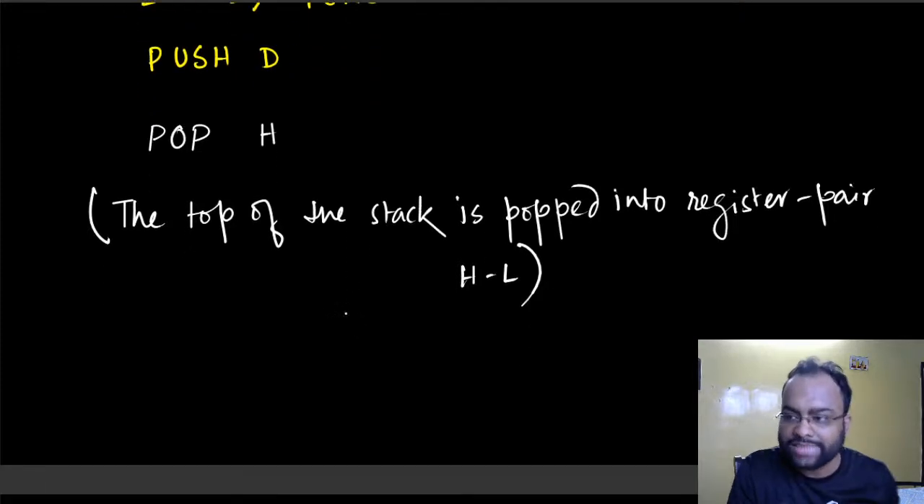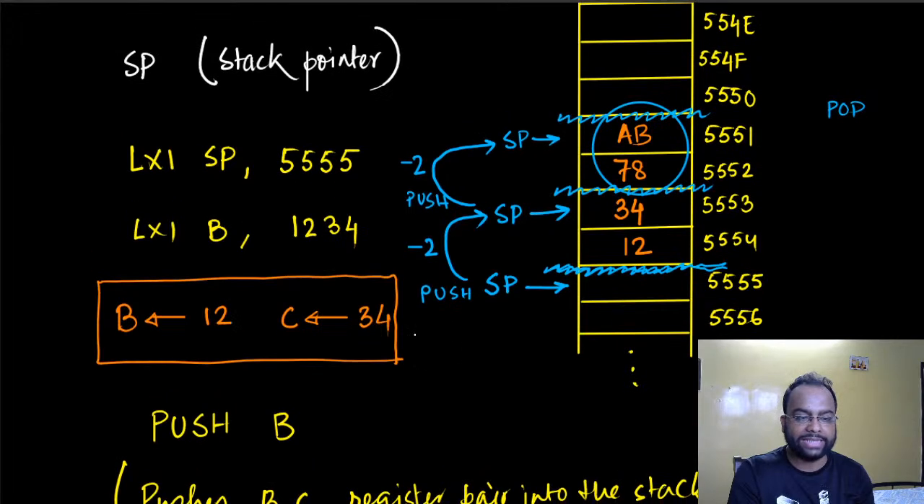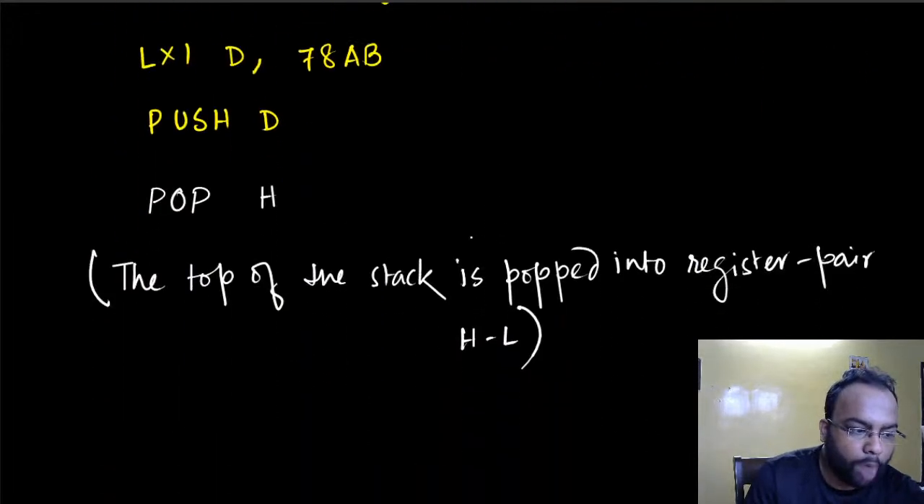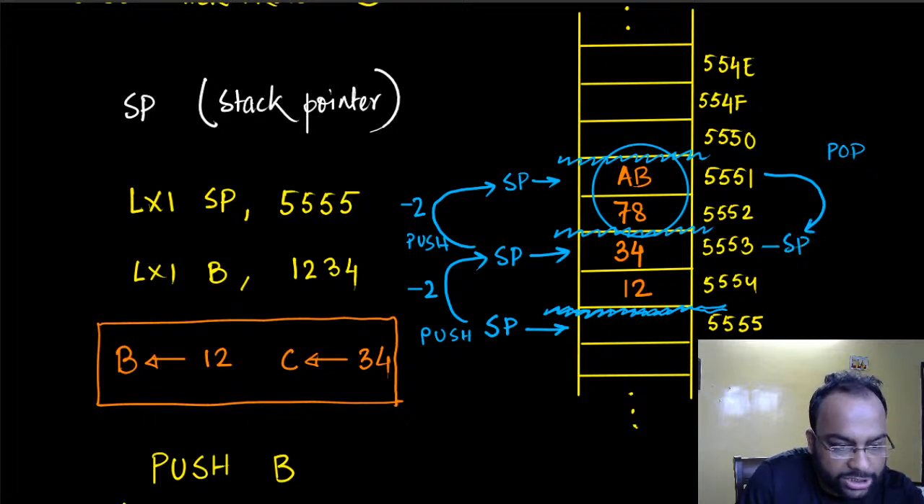So try to understand what is happening here. The top of the stack is popped into the register pair HL. If I do pop H, then what happens after this? The stack pointer is incremented. So the stack pointer, instead of pointing at this memory location, now points to this memory location. So this is now the head of the stack.